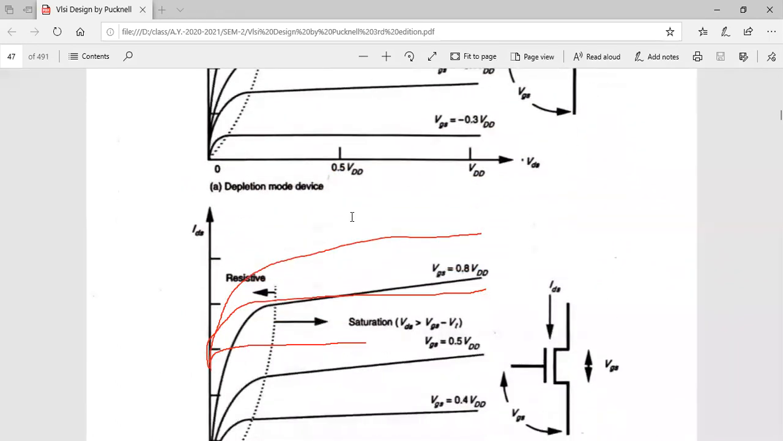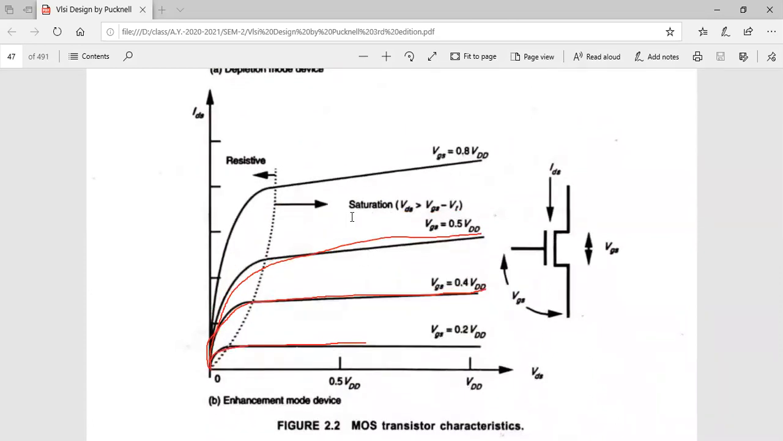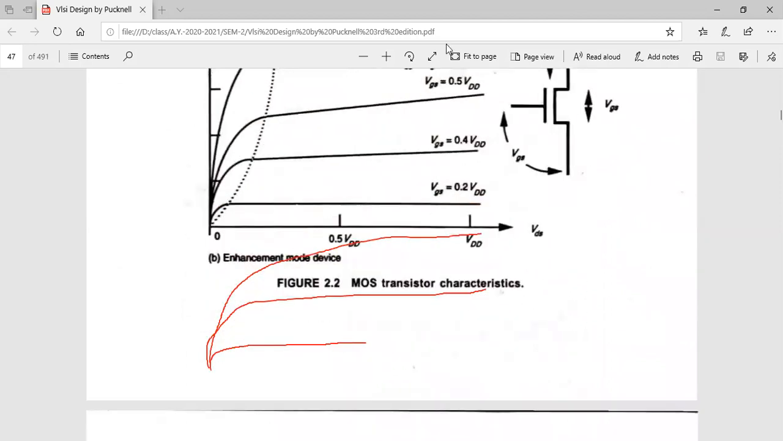We require some amount of gate voltage. This we generally decide with respect to the VDD. You can see here.